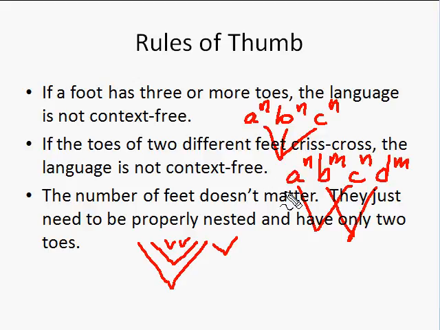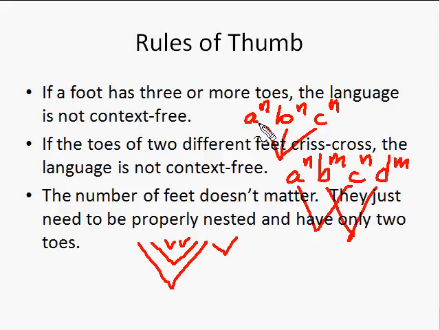If you have a language like this one, where the toes of 2 different feet crisscross, then the language is not going to be context-free. And you see that here's one foot drawn for the A's and the C's because they share that N variable. And then here's another foot drawn for the B's and the D's because they share the M variable, and the toes crisscross. Now, if you think about these things from the point of view of a stack, then you see how this toe drawing business helps.